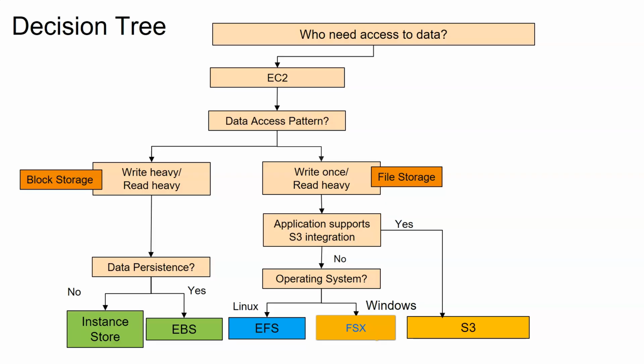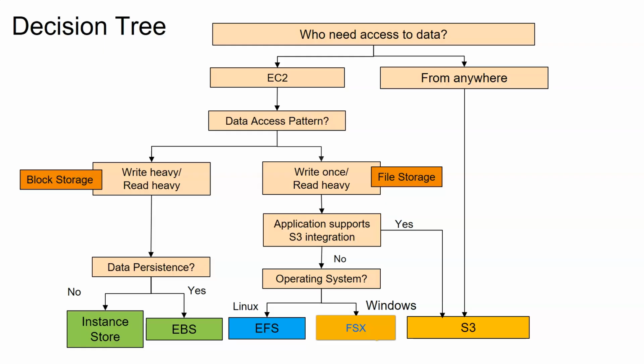So that's S3. Now, if you need access to data from anywhere, like you want to see the picture right from the browser or mobile app, anybody on the internet should be able to access data directly. In that case also you will be using S3. So that's a simple decision tree, where, with respect to how data is accessed and what kind of machines you are operating, you can decide which is the right storage for you.